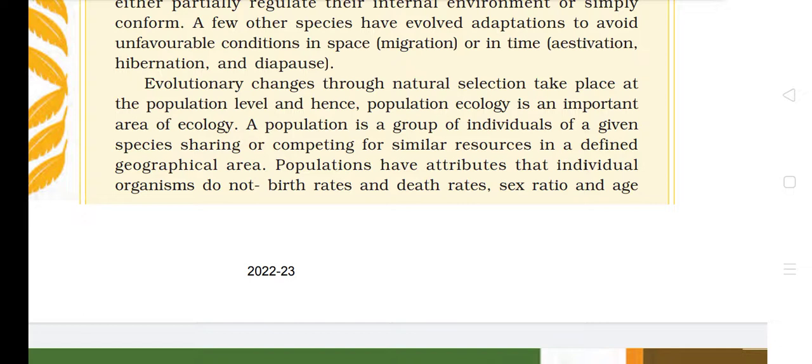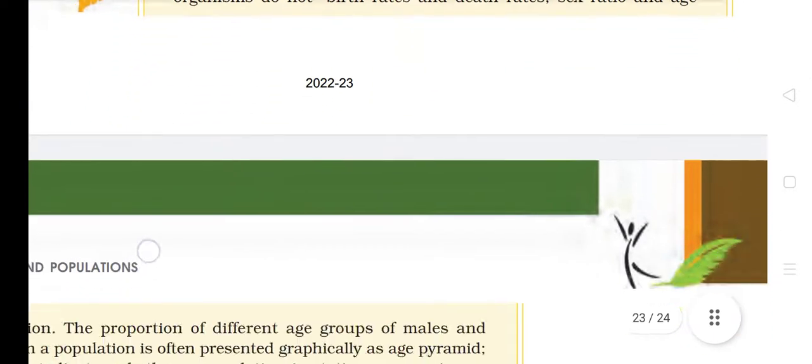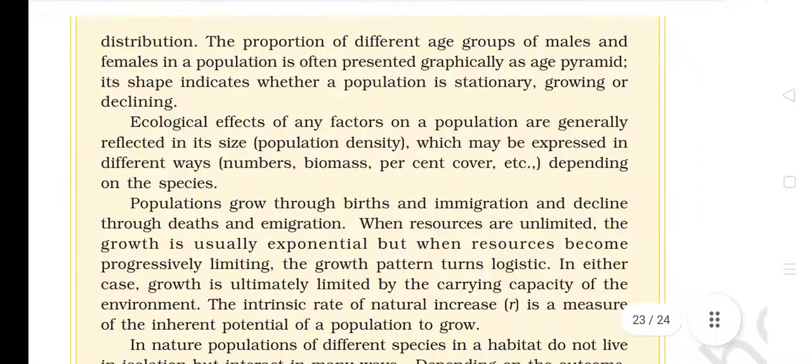Evolutionary changes through natural selection take place at the population level, and hence population ecology is an important area of ecology. A population is a group of individuals of a given species sharing and competing for similar resources in a defined geographical area. Populations have attributes that individual organisms do not: birth rates and death rates, sex ratio, and age distribution. The proportion of different age groups of males and females in a population is often presented graphically as an age pyramid. Its shape indicates whether a population is stationary, growing, or declining.